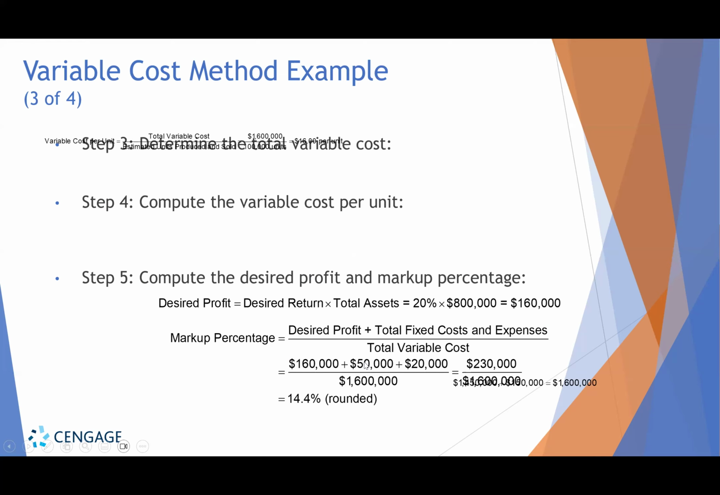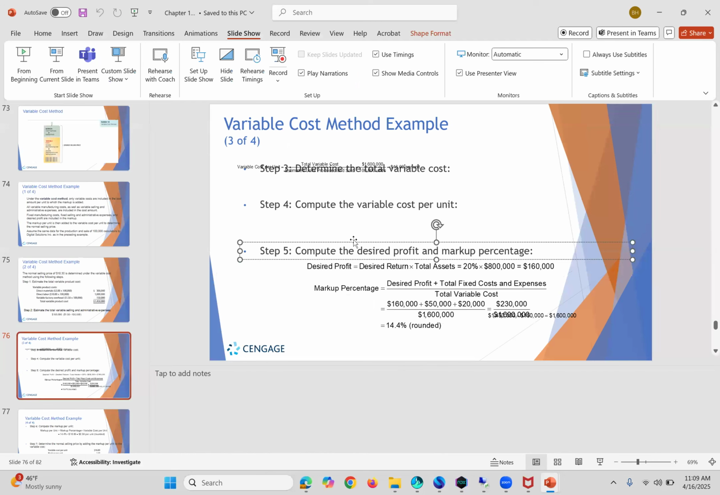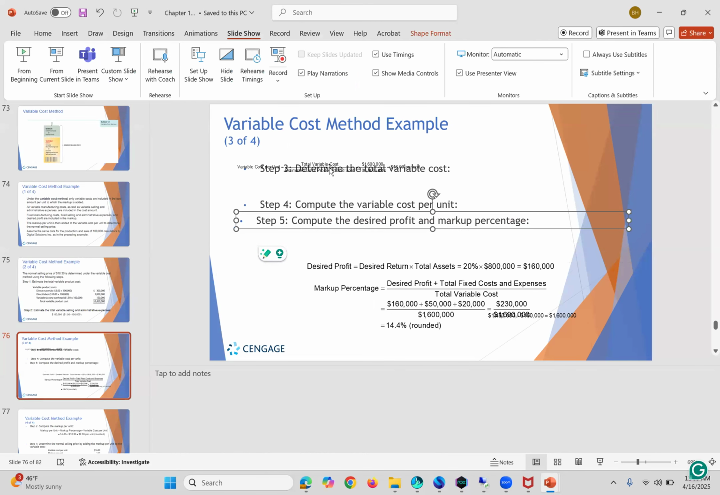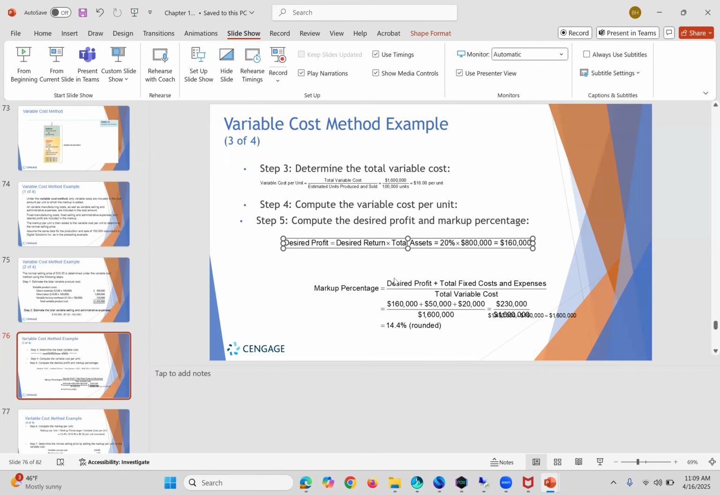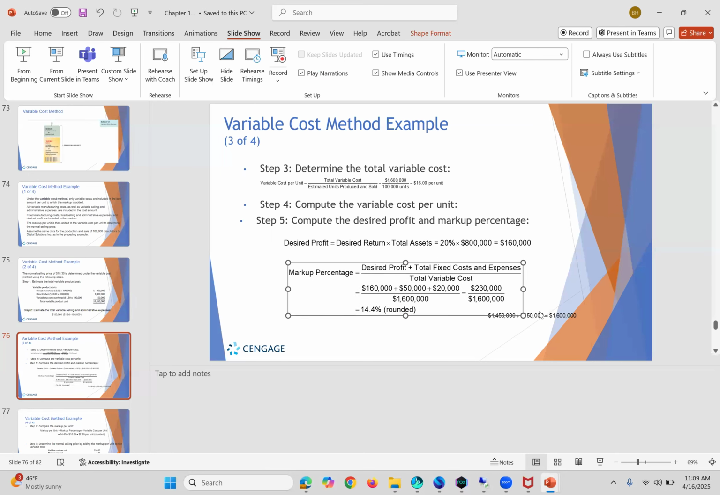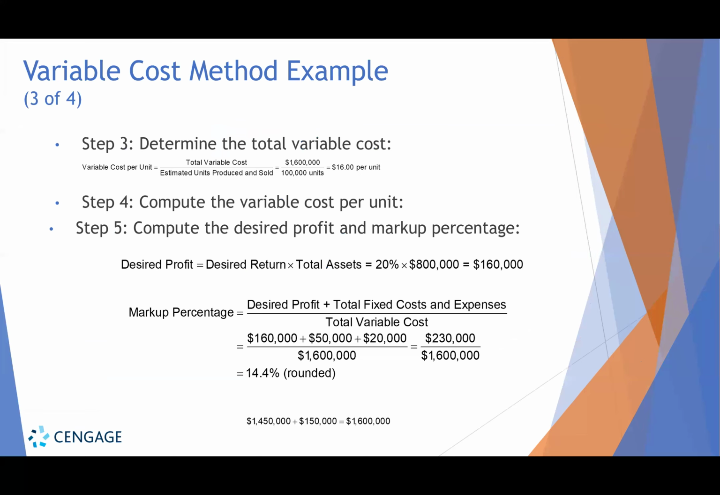And if we want to then show our markup, sorry, this is a mess here. We take our desired return times our total assets at 20%. We need to add our 160,000 to it. Let me just fix this. I can't see that very well. Sorry, guys. I apologize. That better? Okay.